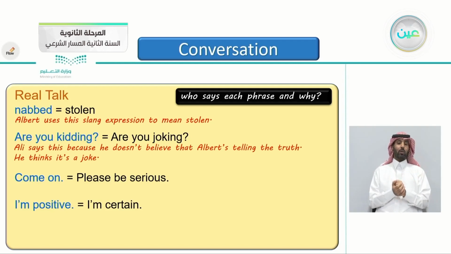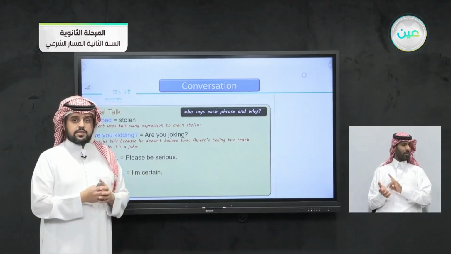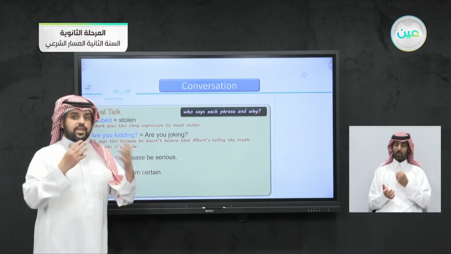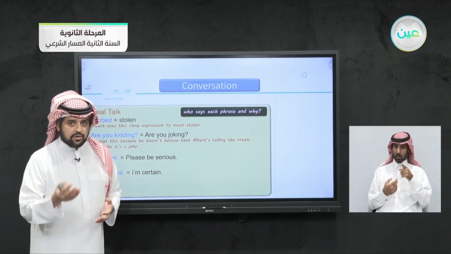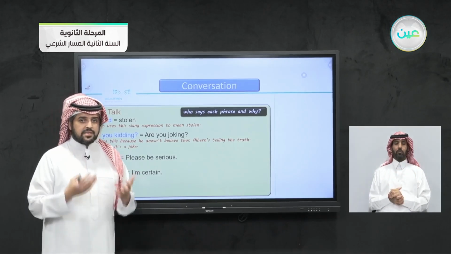Excellent. Ali says this because he doesn't believe, as I told you before, that Albert is telling the truth. He thinks it's a joke. Sometimes when the truth is so hard to believe, you think it's a joke. You say, are you kidding with me? Are you joking with me? Come on, please be serious.